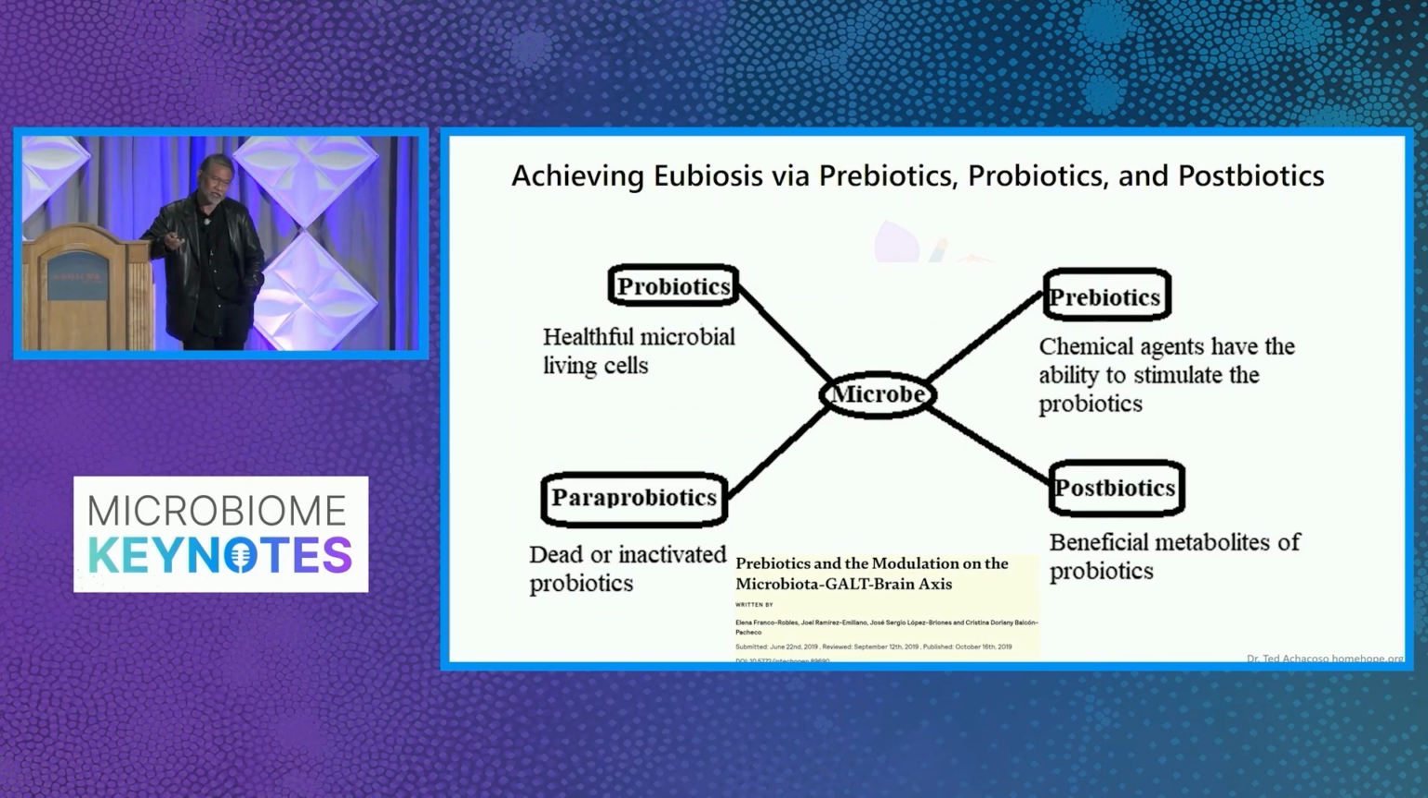And then prebiotics are chemical agents that have the ability to stimulate probiotics. Postbiotics are beneficial metabolites of probiotics. Prebiotics and modulation of the microbiota-gut-brain axis. So that's from this paper, and that's how I'd like you to remember the gut.